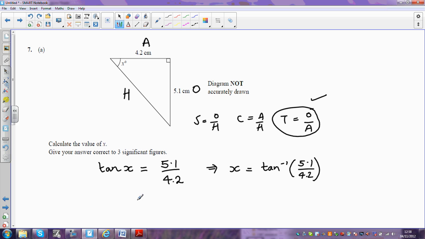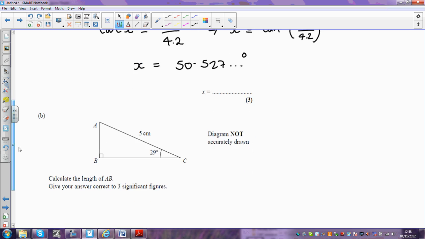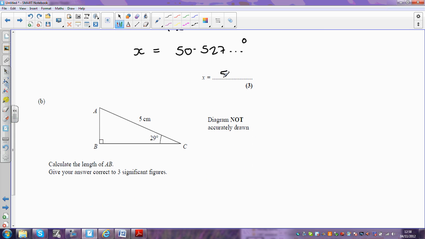Now you can type that directly into your calculator. The calculator will give you 50.527 degrees, which you are asked to round to three significant figures. In other words, x is going to be 50.5 degrees, because we're going to chop the number off after the 5. Okay, this time, again, still a trigonometry question.